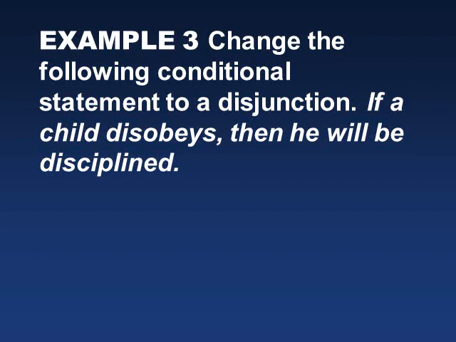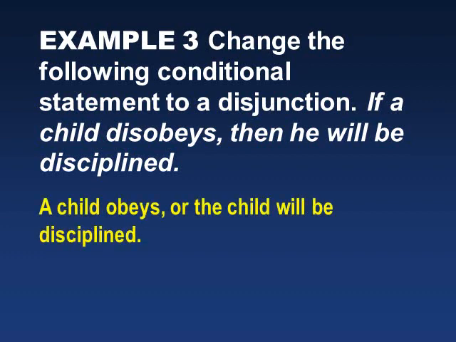Our last example is change the following conditional statement to a disjunction. If a child disobeys, then he will be disciplined. So a conditional statement is an if then statement, which is what we have, and now we're going to make it a disjunction. So a child obeys or the child will be disciplined. Okay, do you see how I have the or now? Disjunction means or.